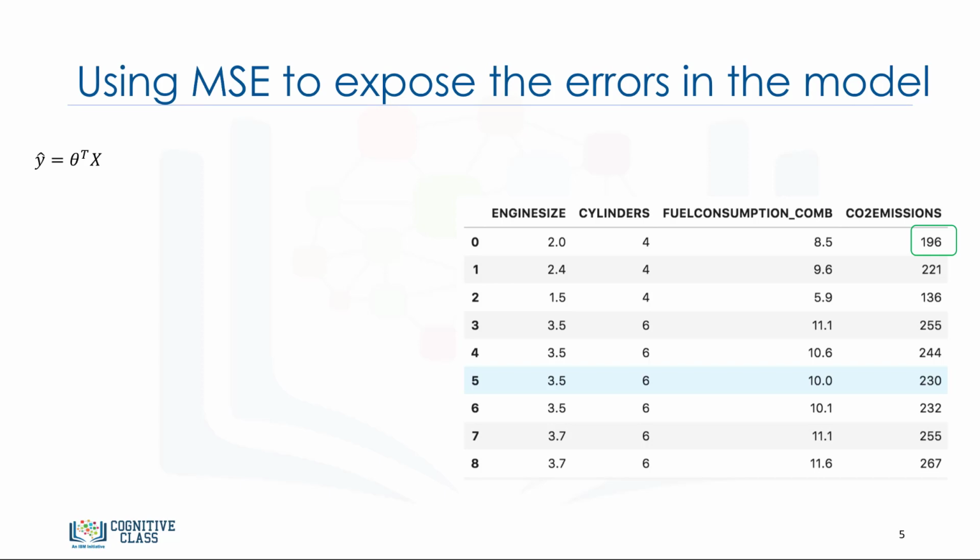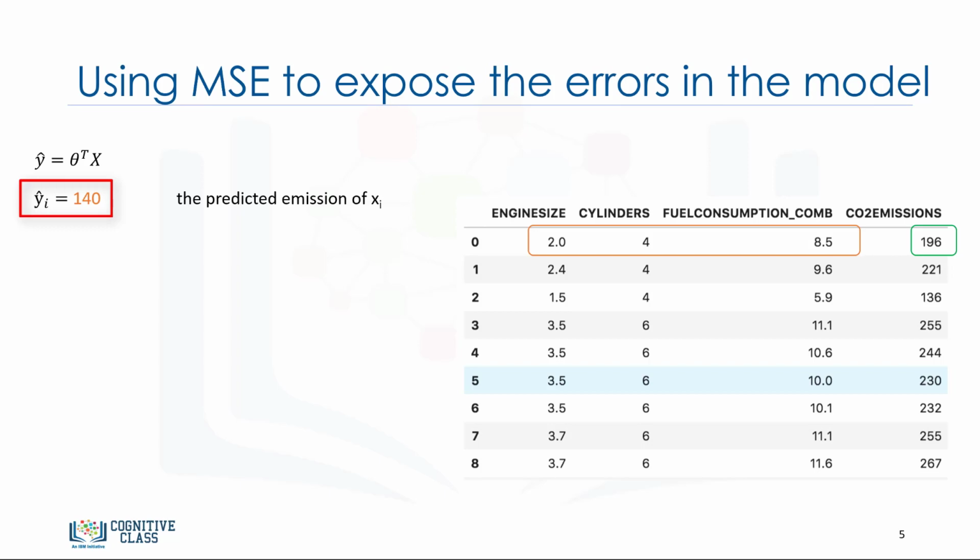Let's assume for a moment that we have already found the parameter vector of our model. It means we already know the values of theta vector. Now we can use the model and the feature set of the first row of our data set to predict the CO2 emission for the first car, correct? If we plug the feature set values into the model equation, we find y hat. Let's say, for example, it returns 140 as the predicted value for this specific row. What is the actual value? Y equals 196. How different is the predicted value from the actual value of 196?